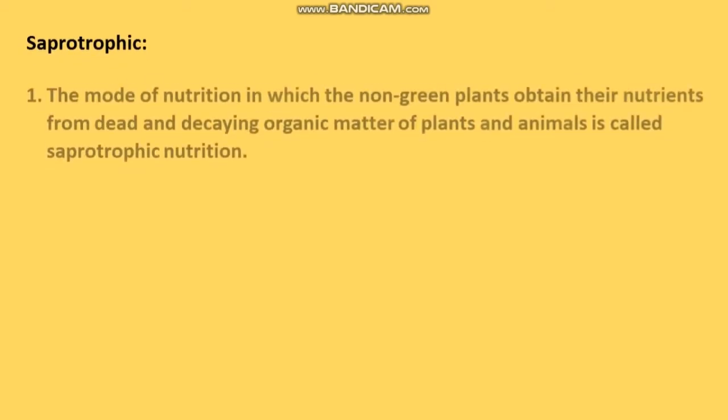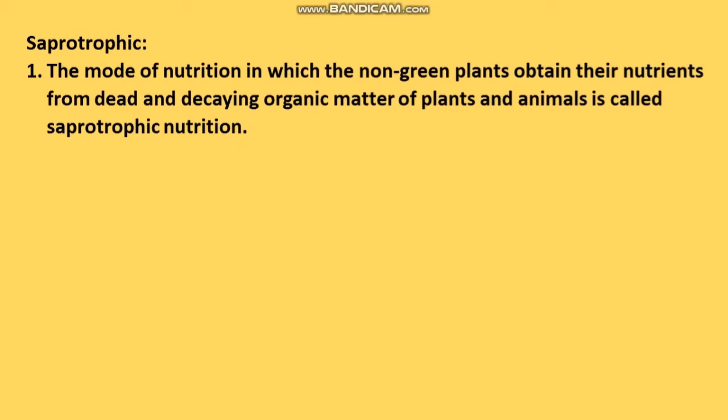Saprotrophic. The mode of nutrition in which the non-green plants obtain their nutrients from dead and decaying organic matter of plants and animals is called saprotrophic nutrition. Examples: Indian pipe and coral root.